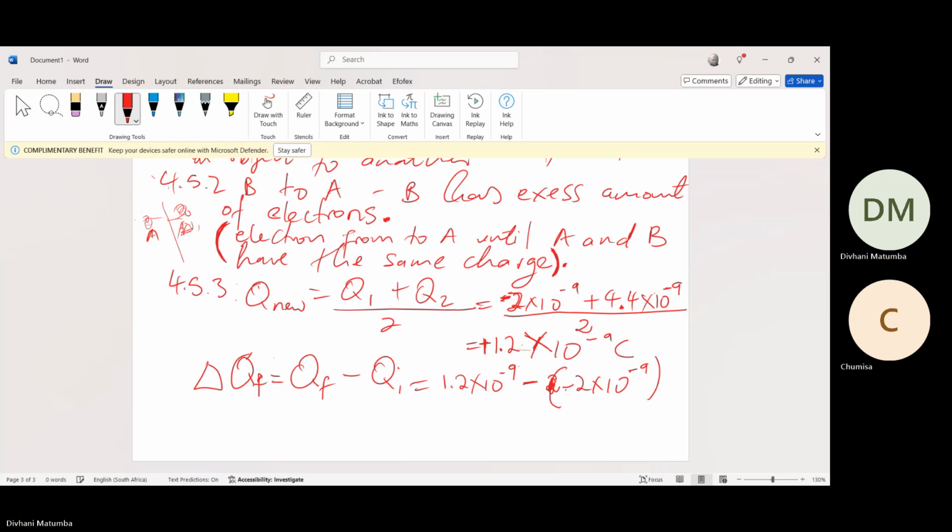So this will be a plus. It will be 1.2 times 10 to the power of minus 9 plus 2 times 10 to the power of minus 9. So this is going to be 3.2 times 10 to the power of minus 9. Yes, sir.